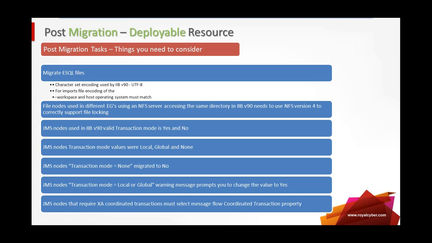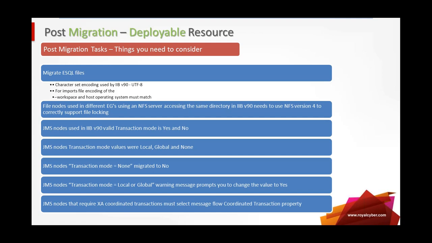Okay, so for ESQL migration, the one thing which is important is the character encoding, right? And IIB 9 is using character encoding UTF-8. Here the thing is that your operating system should be compatible with your encoding as well. If the operating system encoding is different from what IIB is supporting, there will be a problem when you're migrating the ESQL. So when you choose your operating system, you have to keep these things in mind, right?